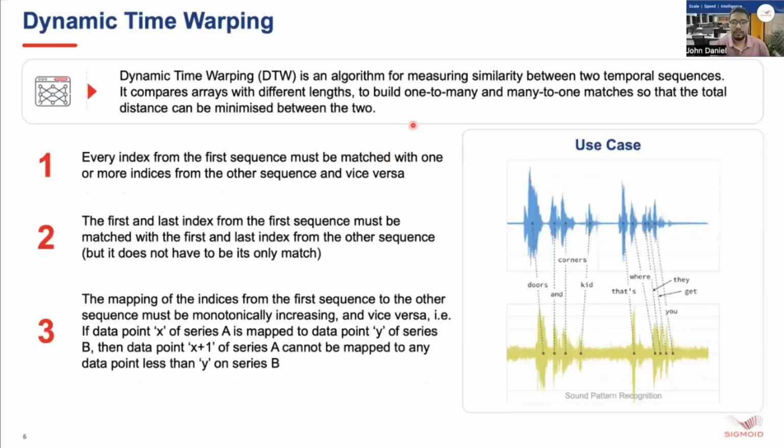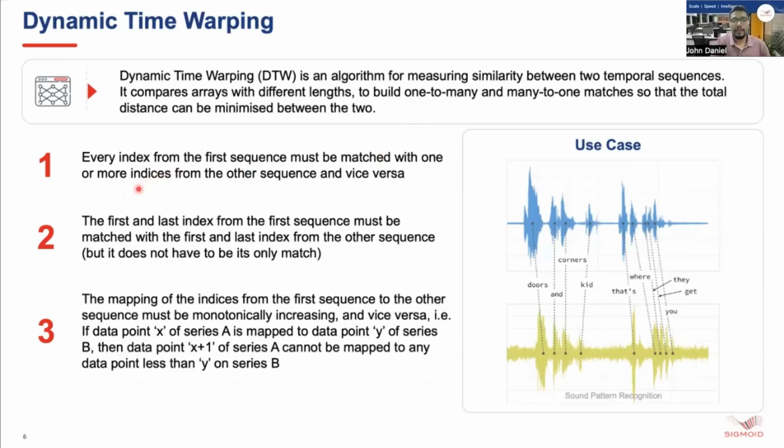So DTW is an algorithm to measure similarity between two temporal sequences. It can compare arrays with different lengths to build one-to-many and many-to-one mappings in order to reduce the distance between the two series. Here are a couple of rules and regulations for DTW.